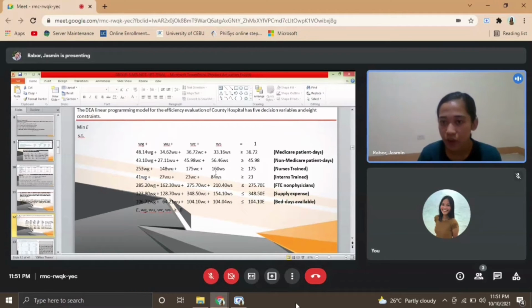So ang 5 decision variables ani nila kay mao ni ang katong E, katong efficiency index ug ang katong weight applied to inputs and outputs for the general, university, county, and state hospital. And there are 8 constraints in which 4 are output constraints and 3 are input constraints. So the 4 output constraints: Medicare patient days, non-Medicare patient days, nurses trained, and interns trained. While the 3 input constraints are the FTE non-physicians, supply expense, and bed days available.